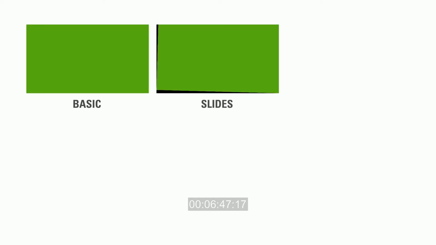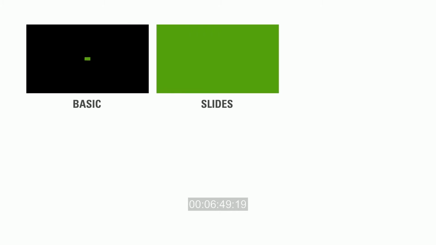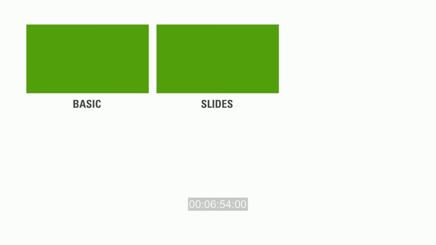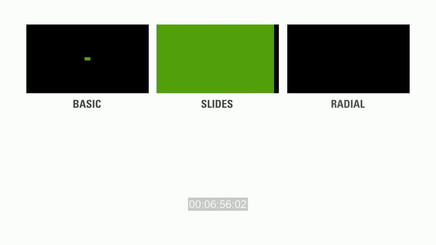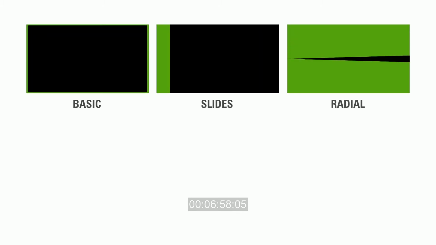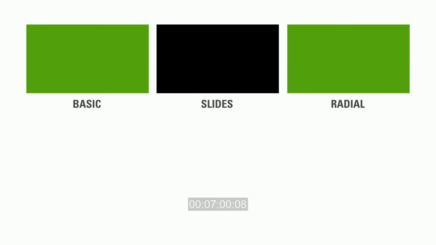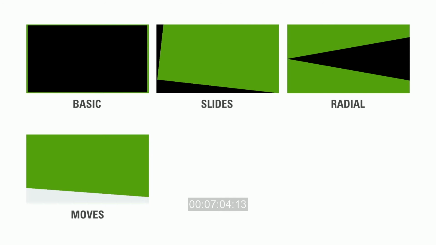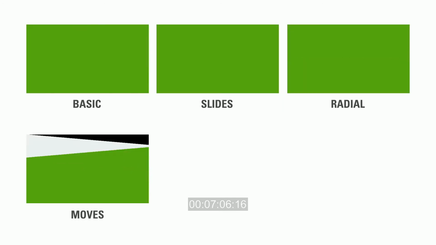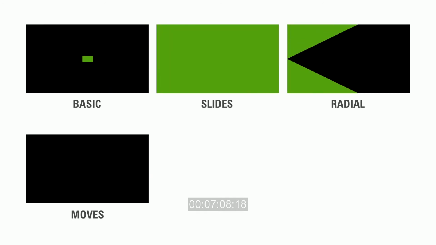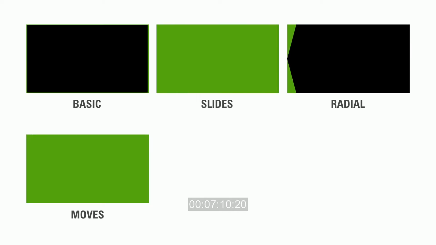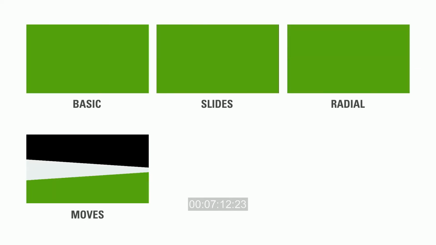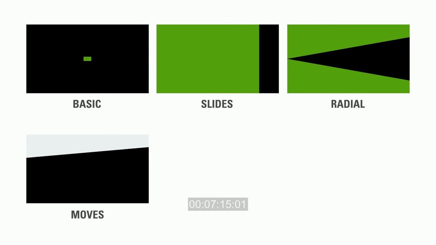Slides. This sequence animates similar to basic, but will come from the left, right, top, or bottom. Radial. Any transition that uses rotation. Moves. Moves uses two or more shapes. The shapes can respond to each other and animate together, or they can animate from opposite sides and merge together.